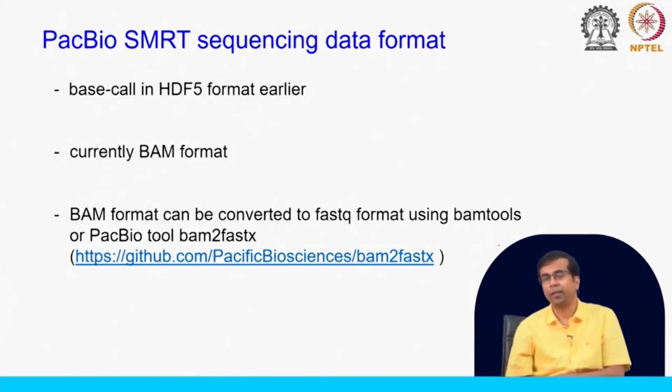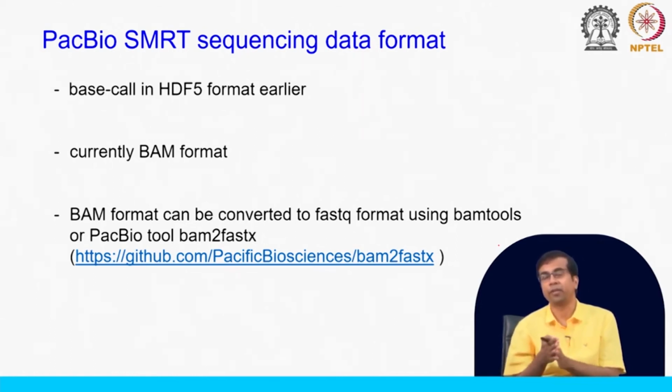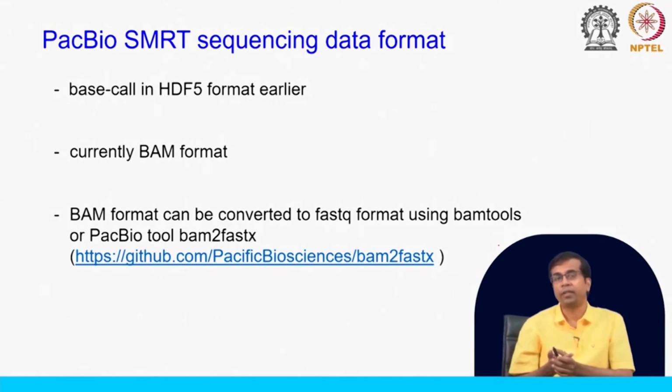Why are we interested in getting this to FASTQ format? Because most of the tools are developed for FASTQ format. We have mentioned that most of the sequencing today is done on the Illumina platform, so a lot of the tools out there are designed for handling FASTQ data sets. If we can convert BAM format to FASTQ format, we can use those tools. There are 2 tools mentioned here, one is BAM tools, and the other is Pacific Biosciences' own tool, called BAM2FASTX. You can download it from their web page; the web link is given.